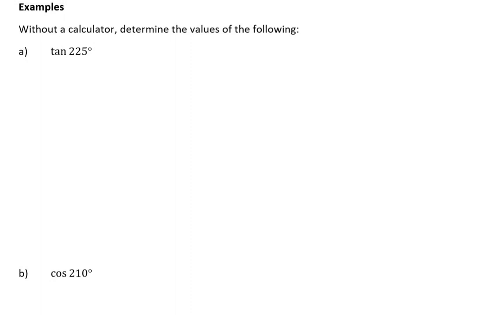So this question again says without a calculator, which basically means I have to reduce everything down to a special angle, and then I can either use a calculator and cheat, which no one will know, or I can remember what our special angle ratios are.